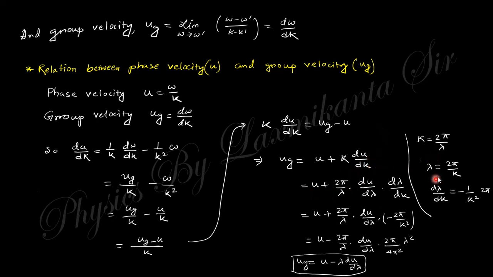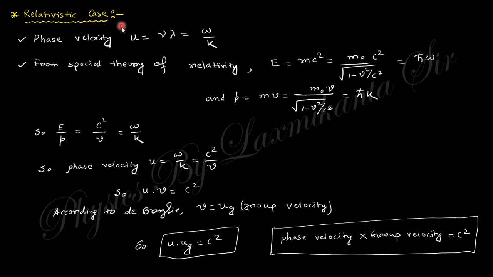Now du by dk is changed into du by d lambda. Since k equals 2 pi by lambda, lambda equals 2 pi by k, so d lambda by dk is minus 1 by k squared into 2 pi. Putting these values, with k equals 2 pi by lambda, you get the relation ug equals u minus lambda du by d lambda. This is the relation between the group velocity and phase velocity, where ug is the group velocity and u is the phase velocity. Clear?